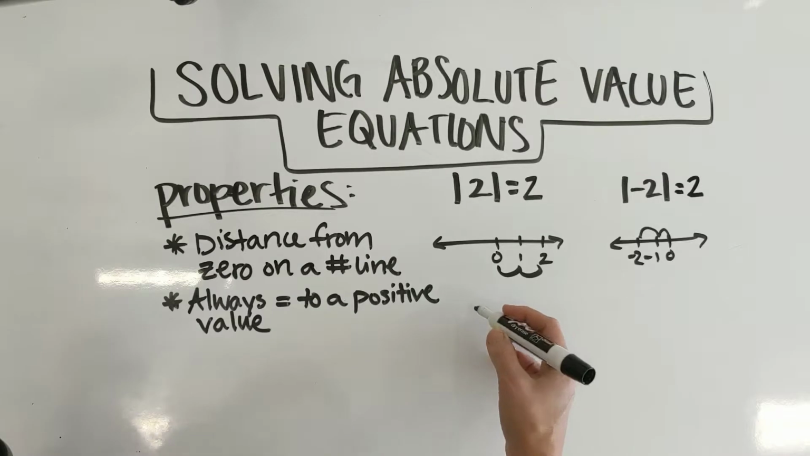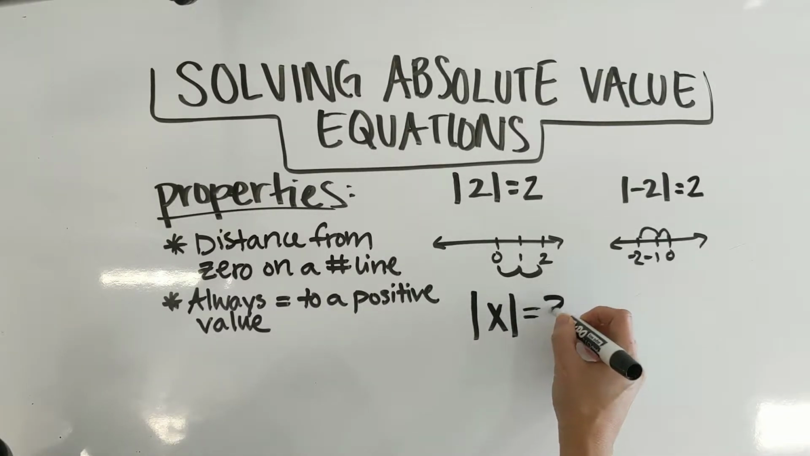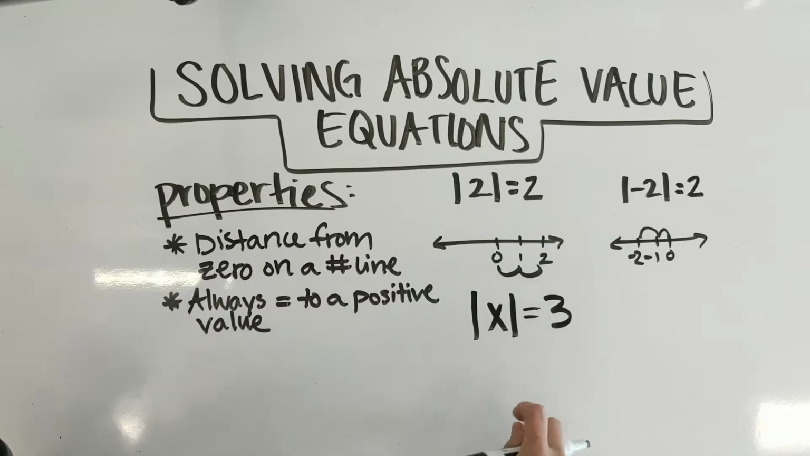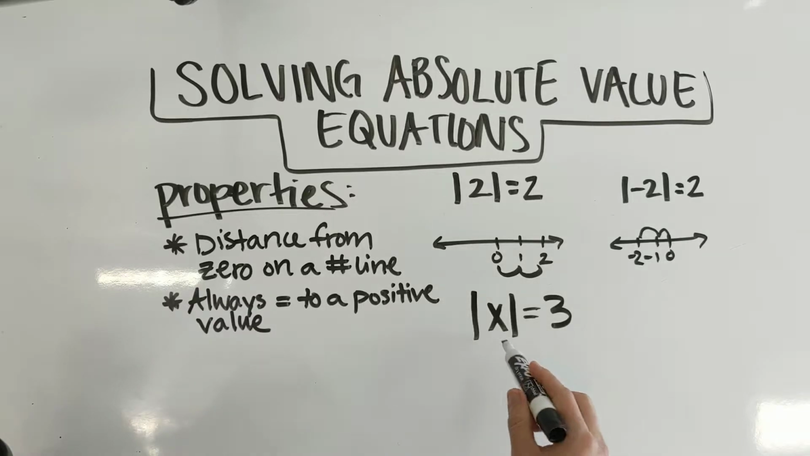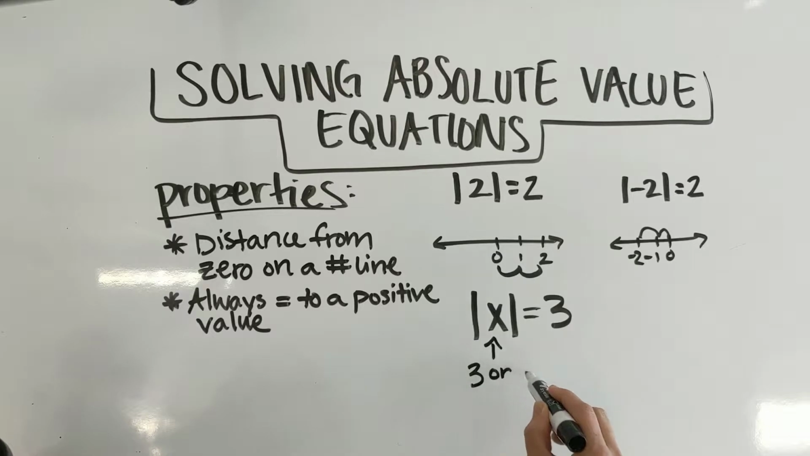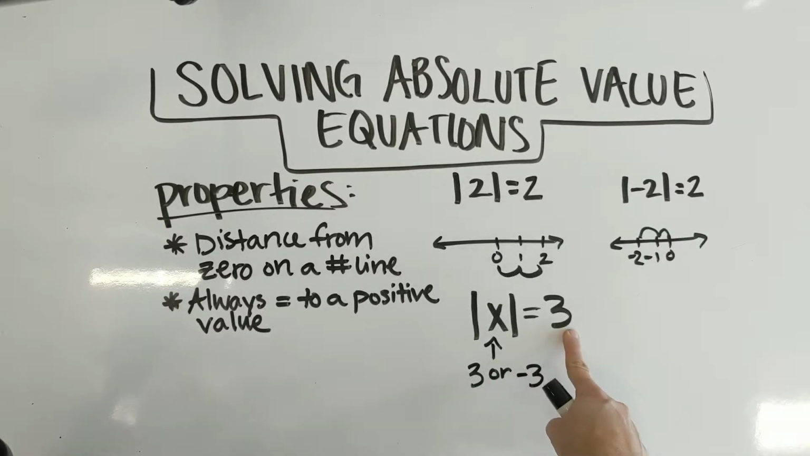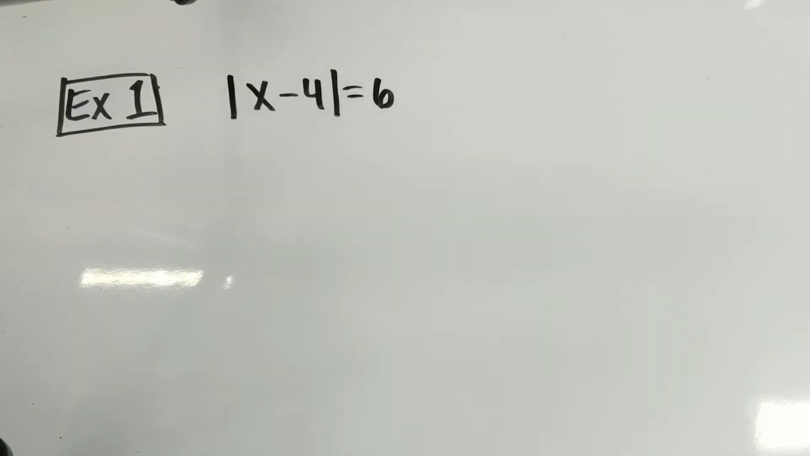If I'm asking you to solve an equation like the absolute value of x equals 3, for example, what I'm really asking you is what number can I take the absolute value of and get 3 as my answer? Well, I know that the number that could go in there is 3 or negative 3, because the absolute value of 3 is 3, but so is the absolute value of negative 3. So we use that information to help us solve absolute value equations.